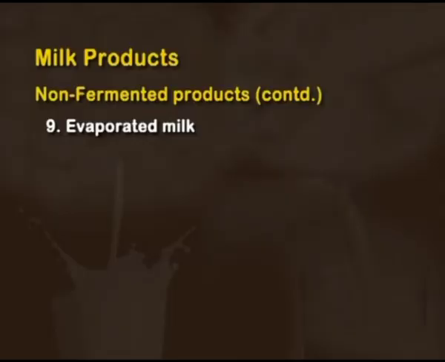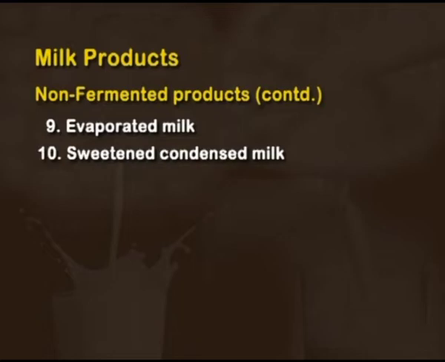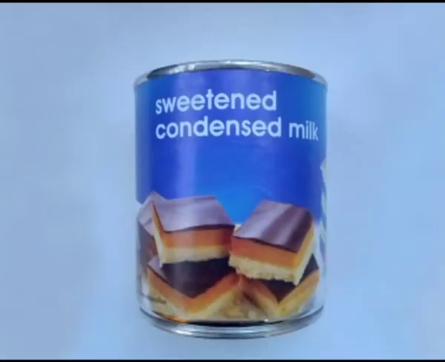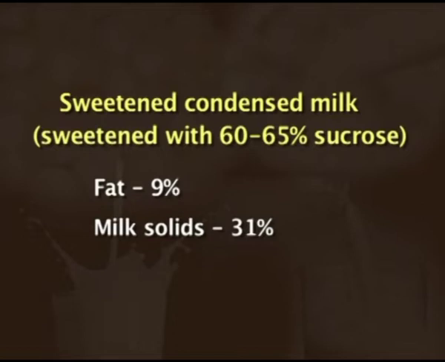Now another version of evaporated milk is what we call sweetened condensed milk. In this product we add sugar. This product to which sugar is added is not sterile because of the addition of sugar, but at the same time it has a longer preservative life because of the addition of a high concentration of sugar. Here the amount of sugar is present to an extent of 65%, and it should contain 9% fat and 31% milk solids.